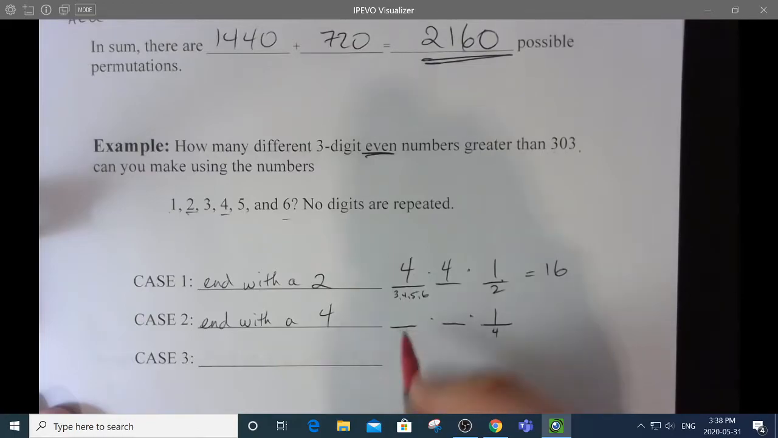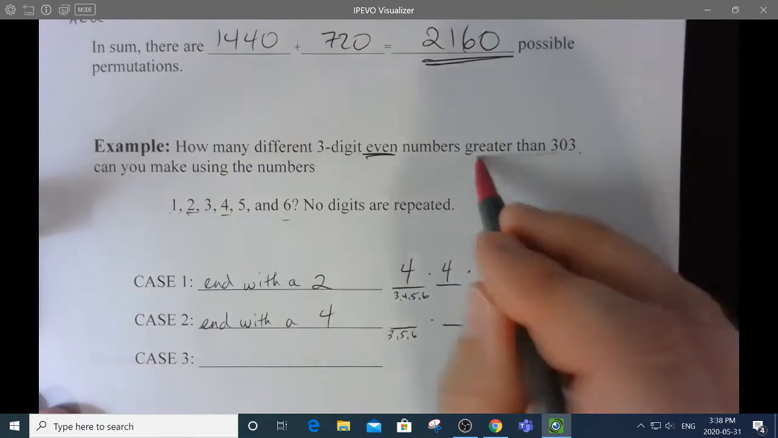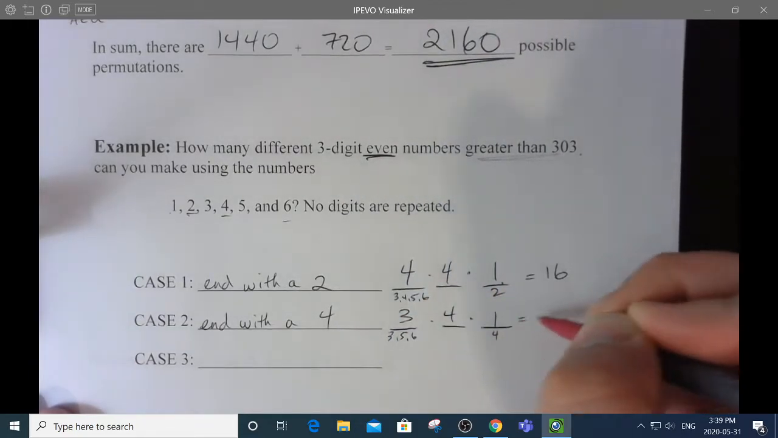So it can start with a 3 or a 5 or a 6. It can't start with a 2, or else it wouldn't be greater than 303. So this is 3 times 4 times 1, which is 12.